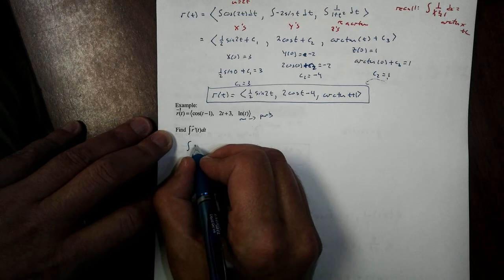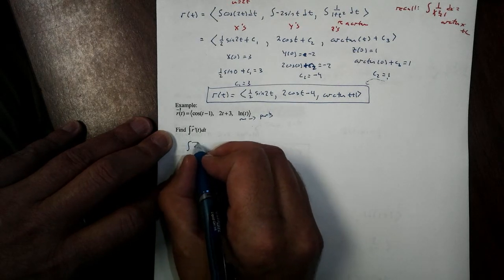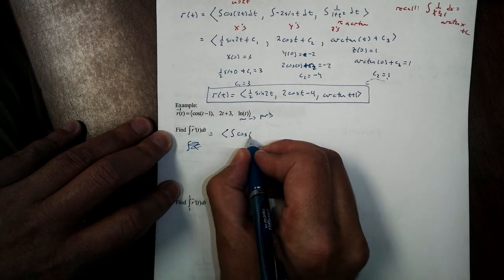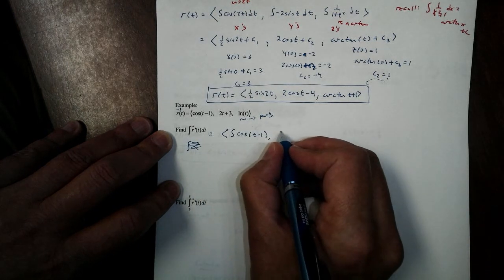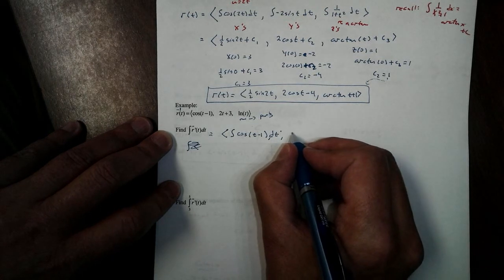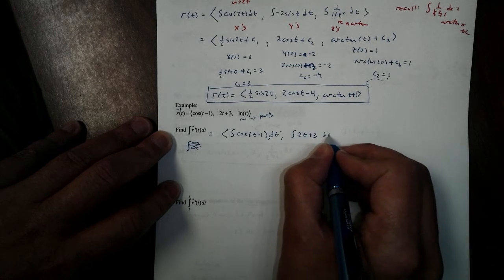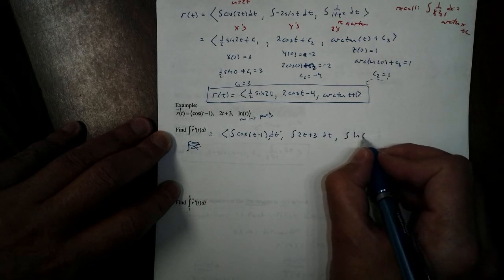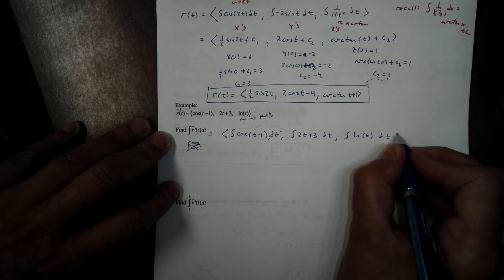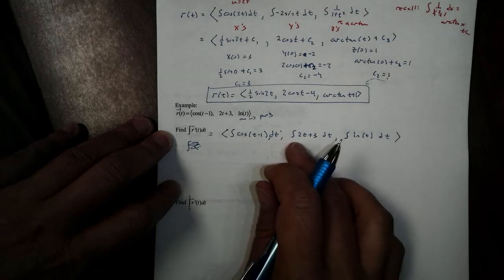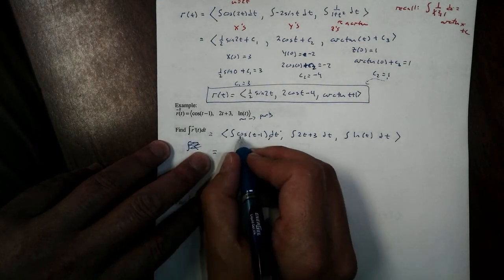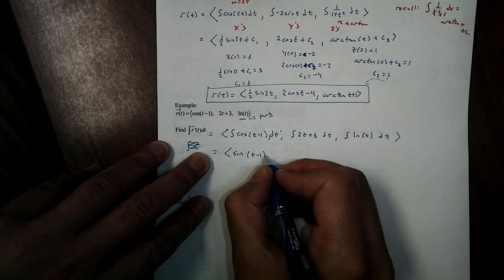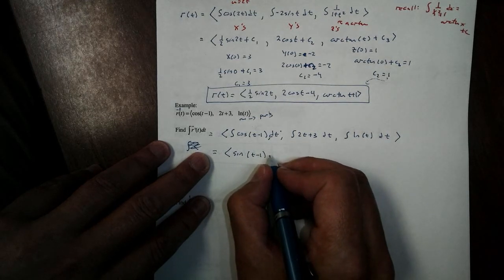So when we integrate this, we are looking at the antiderivative of, so it's easier to write it this way. The integral of cosine t minus 1 dt, don't forget your dt, the integral of 2t plus 3 dt, and the integral of the natural log of t dt. Of course, there's another way we could write this as well, and I'll show you that maybe later on. When we integrate the first one, the antiderivative of cosine, we already know is sine, so this becomes just sine of t minus 1 plus c1.